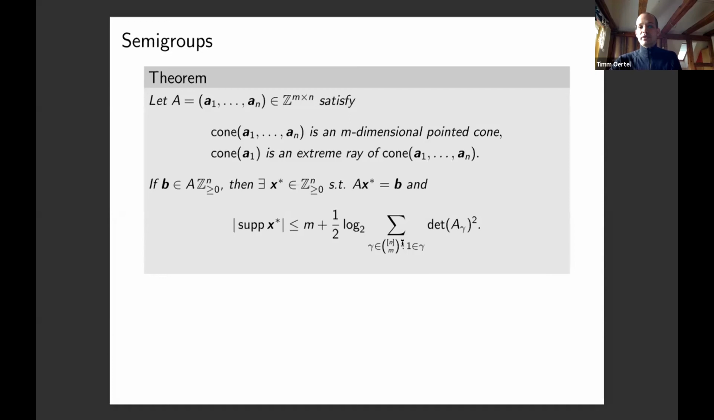But here now we always assume that in all these gamma sets, we always assume that the first index 1 is also an element in this gamma set.